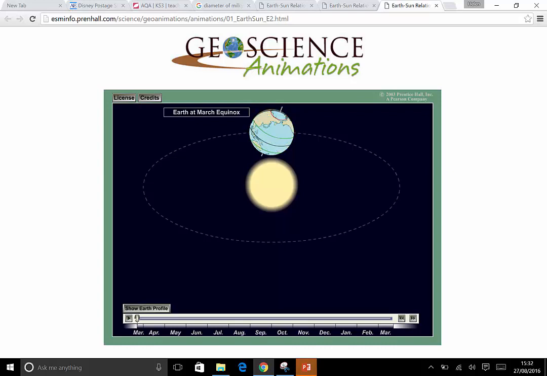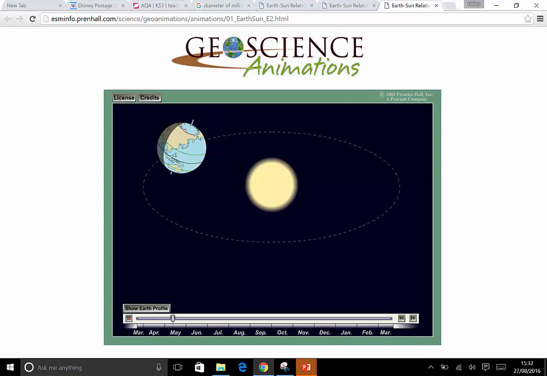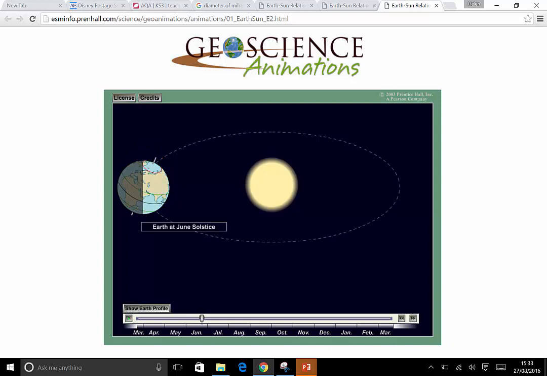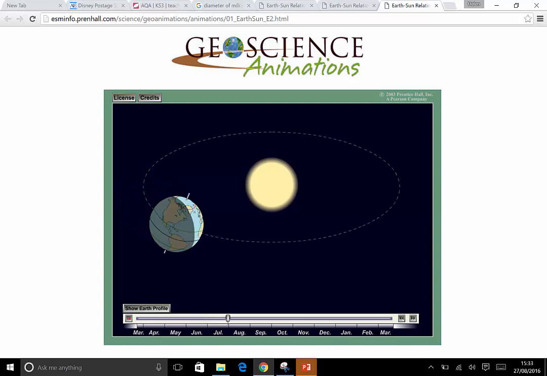So, here we have springtime. The whole Earth is getting 12 hours of light and 12 hours of darkness. As we move round into summer though, or the northern hemisphere's summer, the northern hemisphere becomes more tilted towards the sun, and you can see that everywhere within the red circle is getting a full 24 hours of sunlight, and everywhere else in the northern hemisphere has slightly more sunlight than they have nighttime.